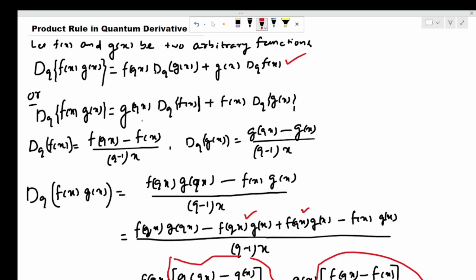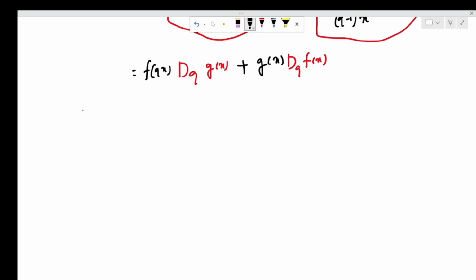Now if you do the second combination, this other form will come. Whichever form you use, the same answer will come, either the first formula or the second formula. So we will take one example and see what answer we get.